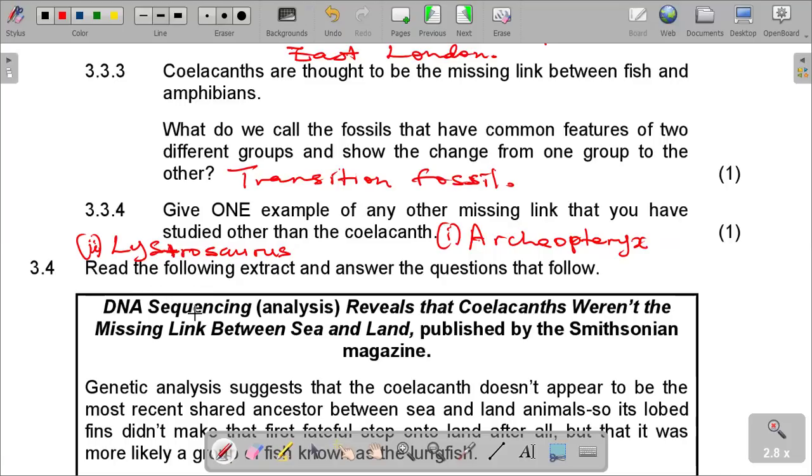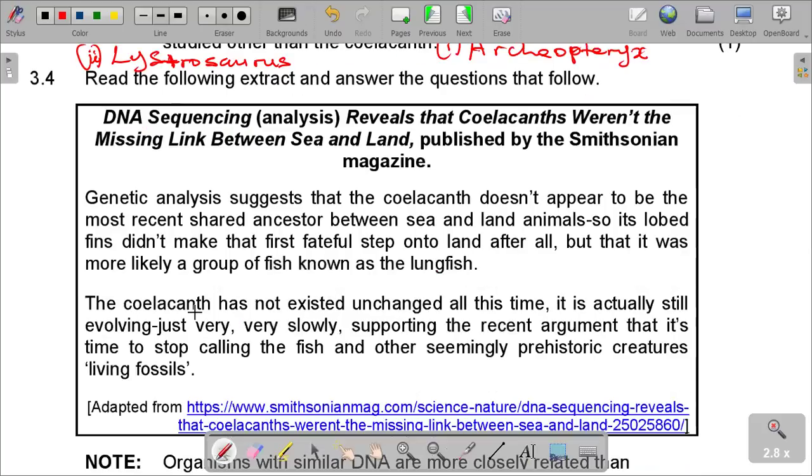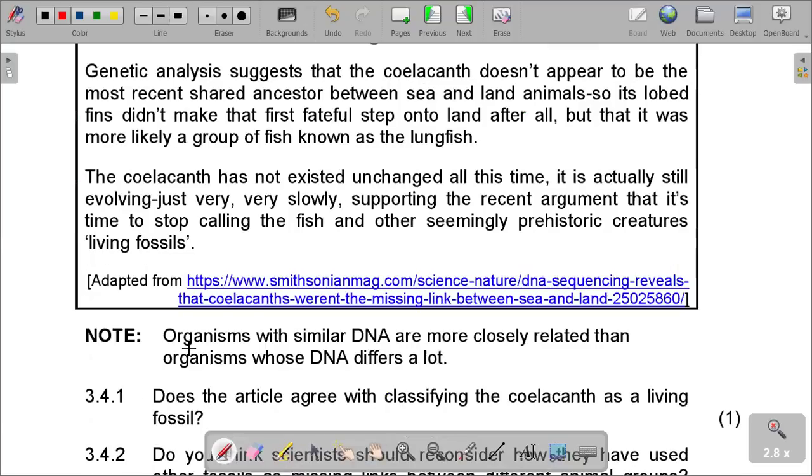Read the following extract and answer the questions that follow. DNA sequencing analysis reveals that the coelacanth weren't the missing link between the sea and the land, published by the Smithsonian Magazine. Genetic analysis suggests that the coelacanth does not appear to be the most recent shared ancestor between sea and land animals, so its lobed fins didn't make that first fateful step onto the land after all, but that it was most likely a group of fish known as the lungfish.